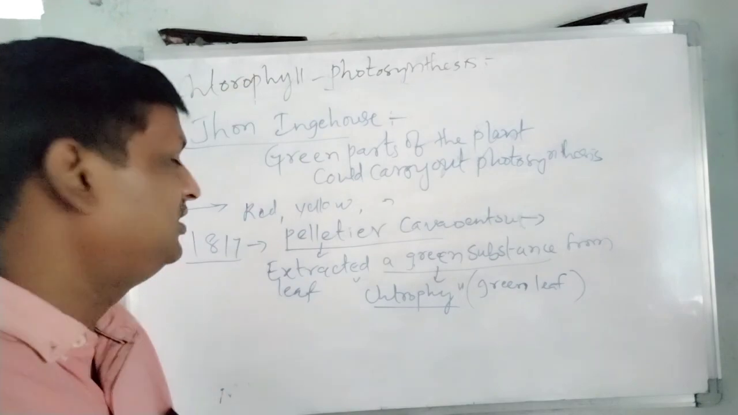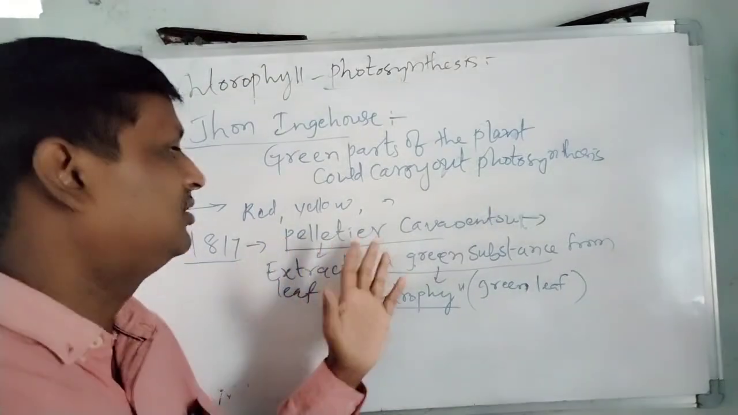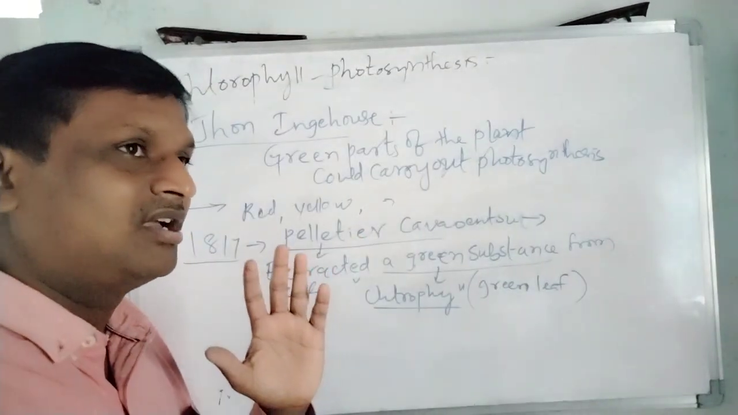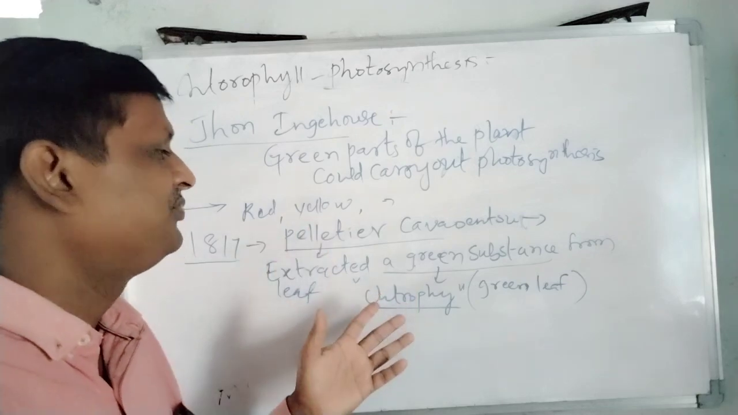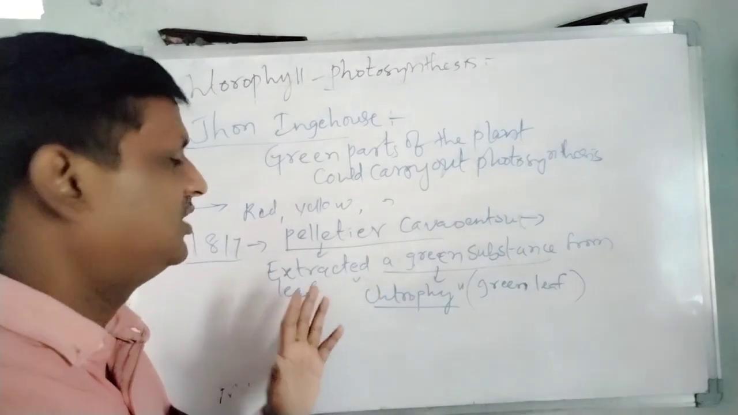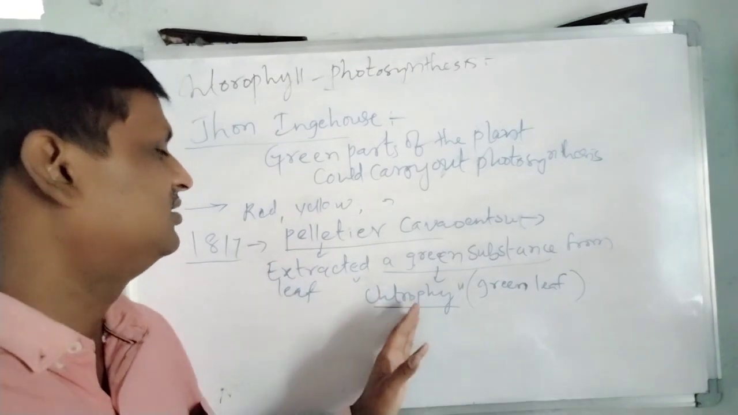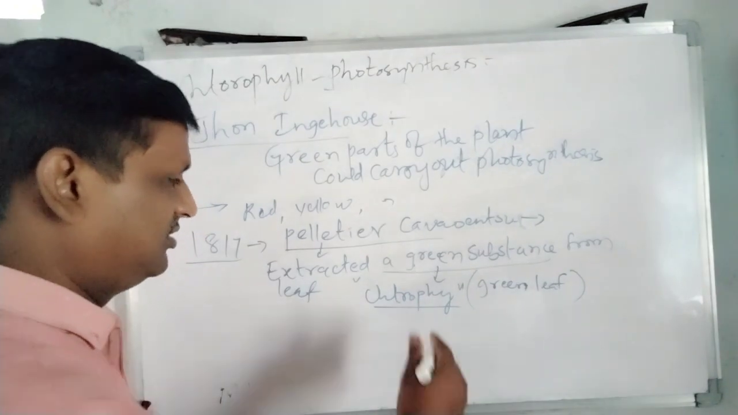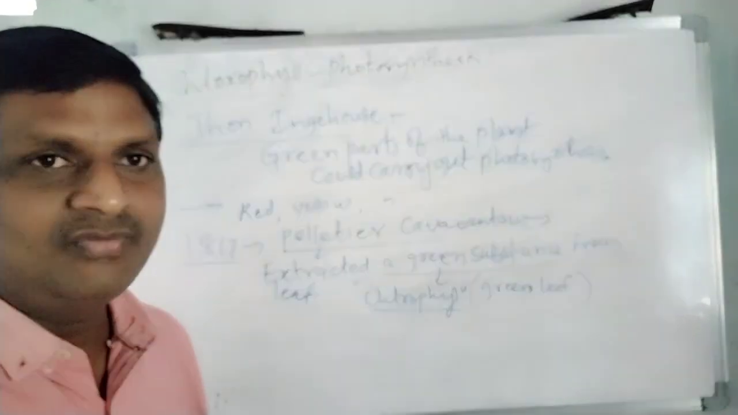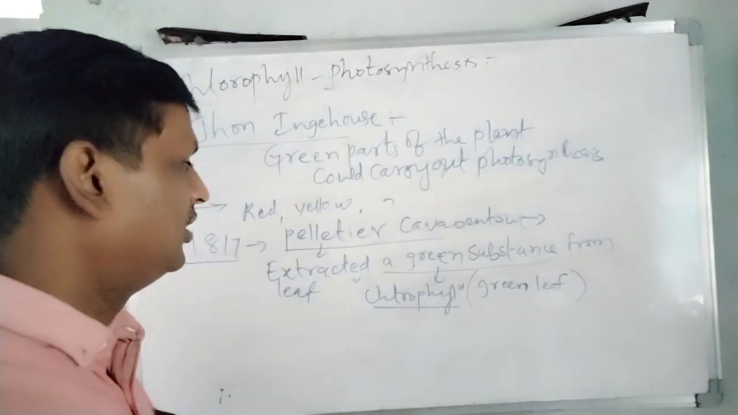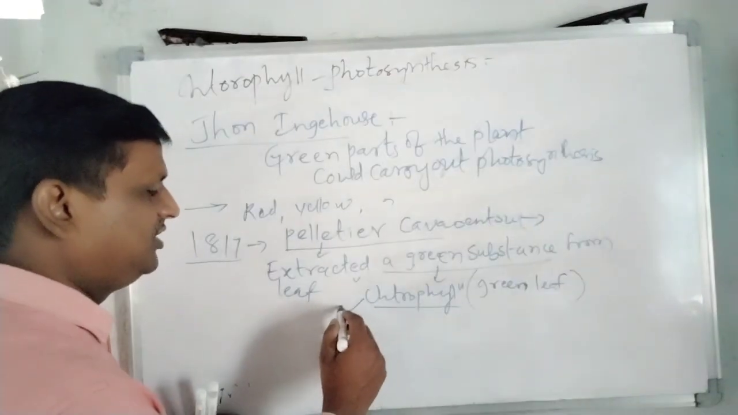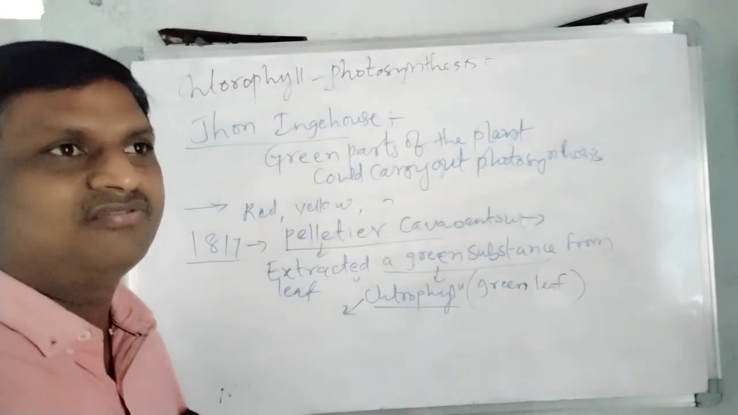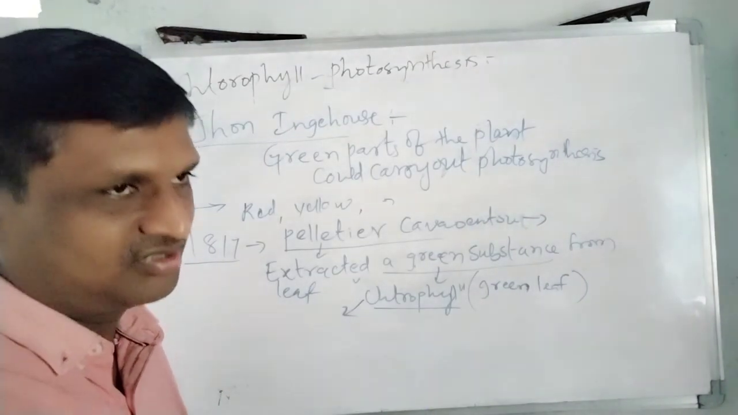But after several years, Pelletier and Caventou experimented and extracted a green colored substance from the leaf, and they named it chlorophyll. Chlorophyll means green colored leaf. So this chlorophyll, when it is in the leaf, could carry out photosynthesis.